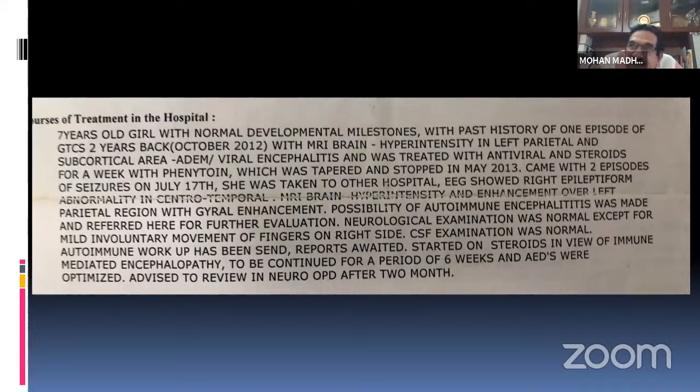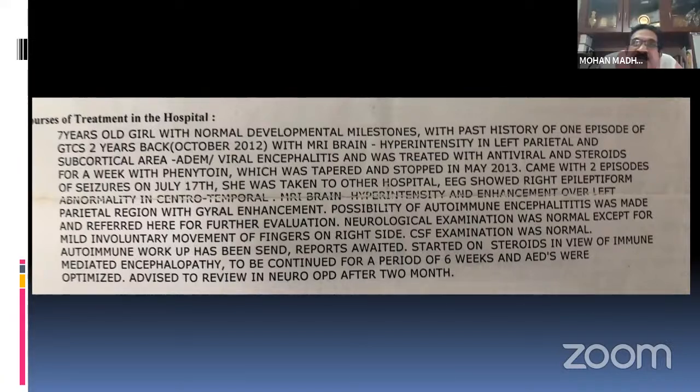Suppose somebody has an MRI typical of NMO, bilateral optic nerve involvement simultaneously coming with sensitivity. You should definitely give long-term immunosuppressants. But the clinical picture should fit in, and the radiological picture should fit in. Here, nothing is fitting in.